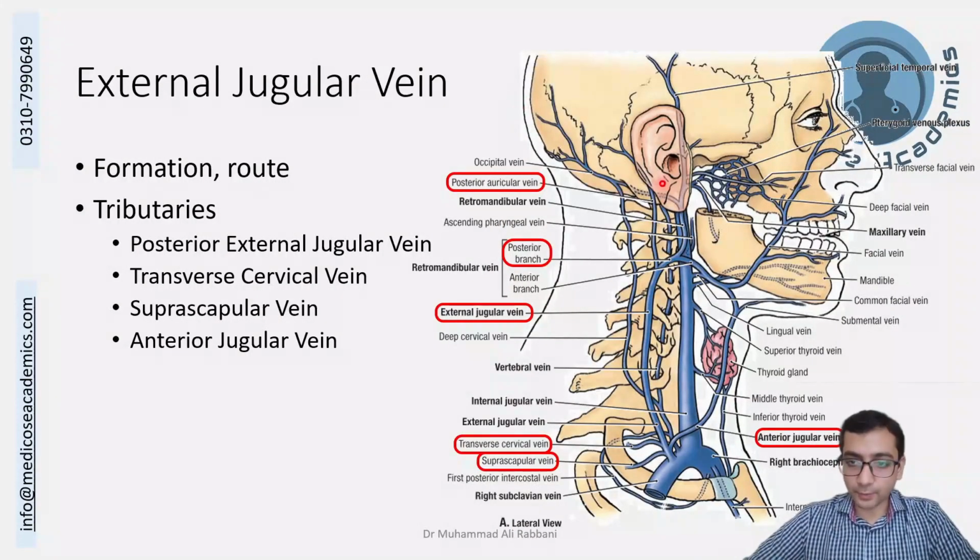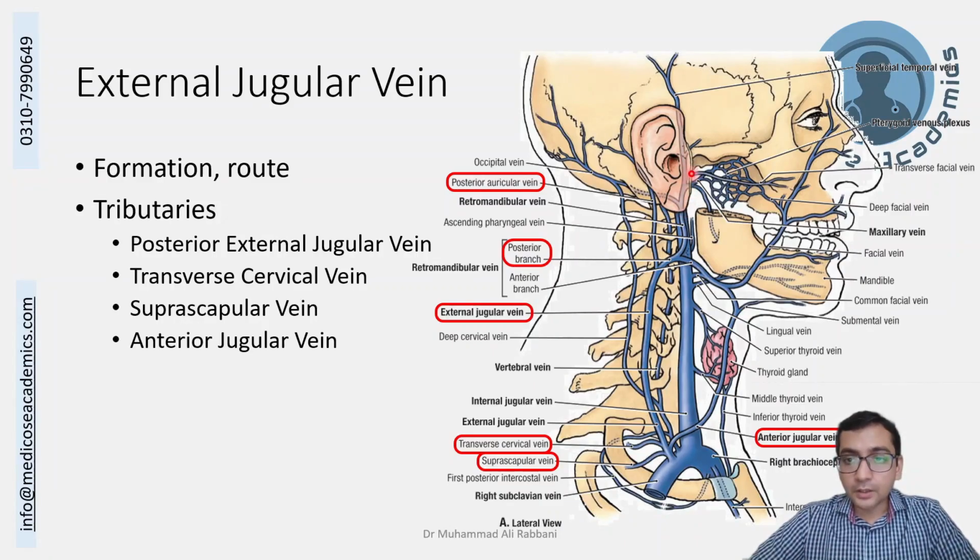External jugular vein, how it is formed. We just talked about retromandibular vein. In this particular picture, here is the retromandibular superficial temporal vein. This was the maxillary vein. They joined to form the retromandibular vein.